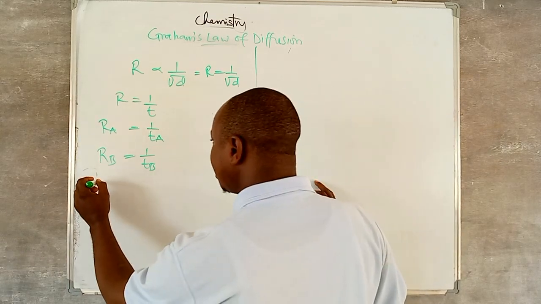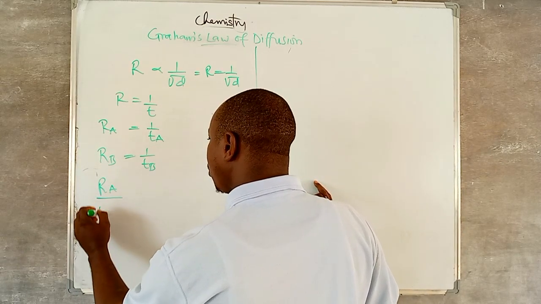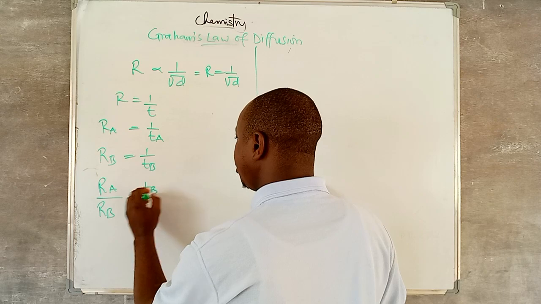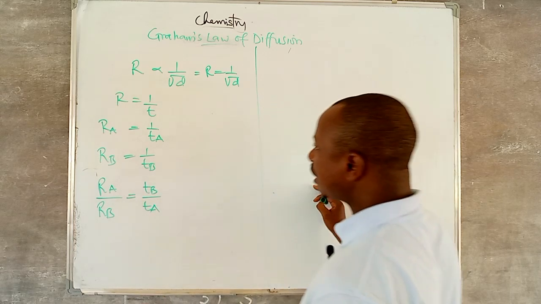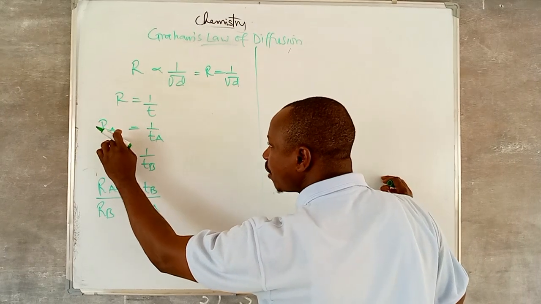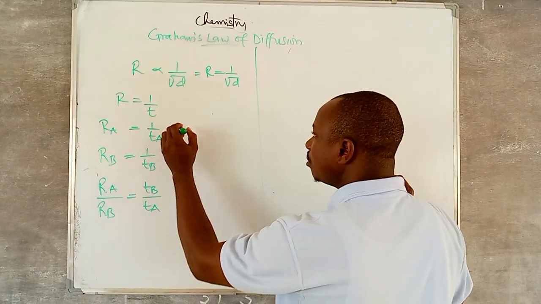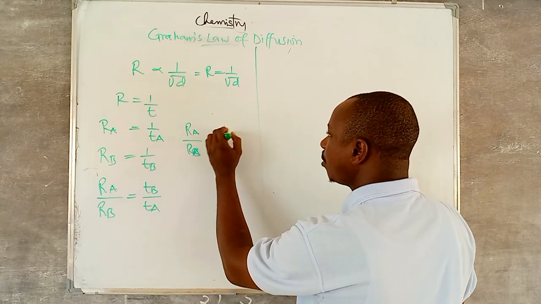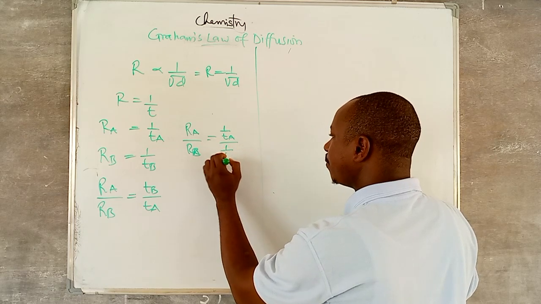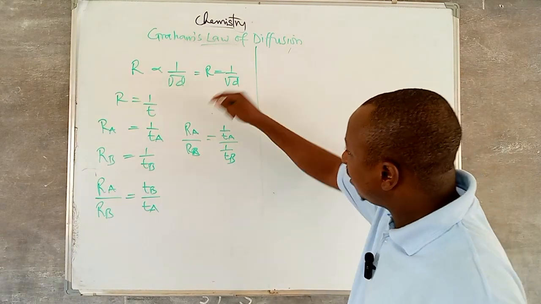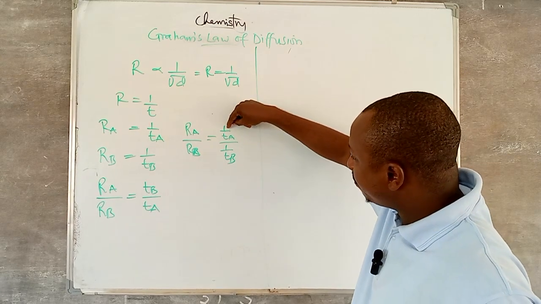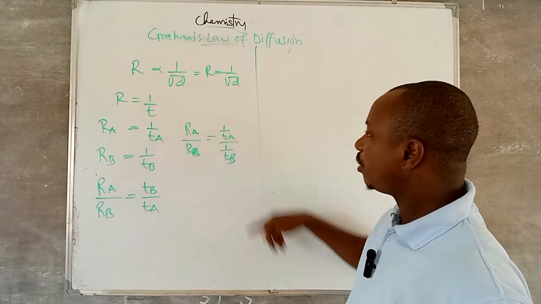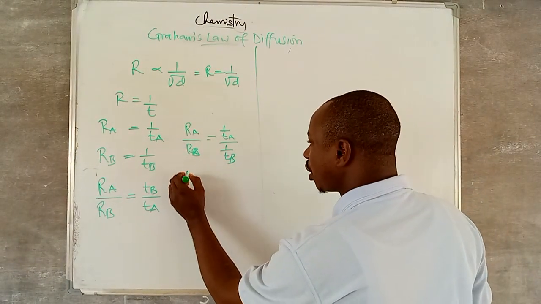So it then means that RA over RB equals TB over TA. It is very simple, but let me show you. Remember, rate of A is this and this, rate of B is this and this. So, rate of A divided by rate of B equals 1 over TA divided by 1 over TB. Don't forget, rate of gas A is the reciprocal of time A, rate of gas B is the reciprocal of time B.